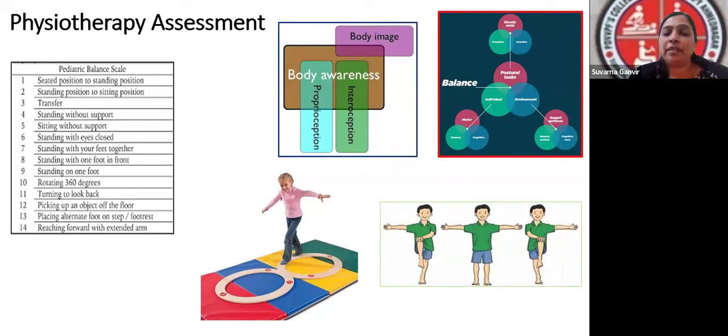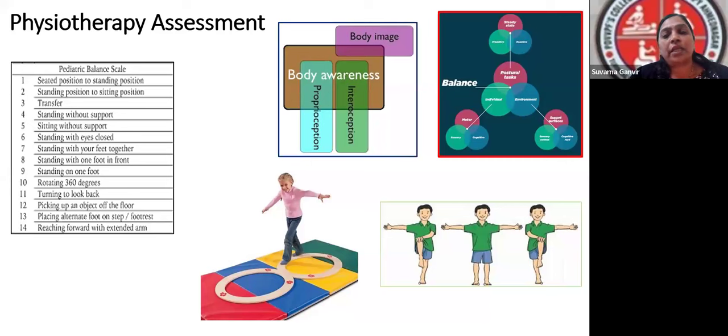But the gold standard scale that is used in the pediatric population is the pediatric balance scale, which is shown on the left-hand side of the slide. This pediatric balance scale has 14 components, which involve the static as well as the dynamic components of balance. The score is 56, and depending on how the child performs on each component, the child is scored out of 56. So pediatric balance scale assessment can be done in this particular patient.